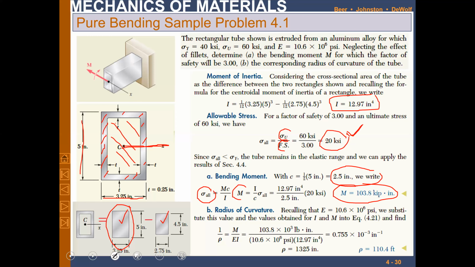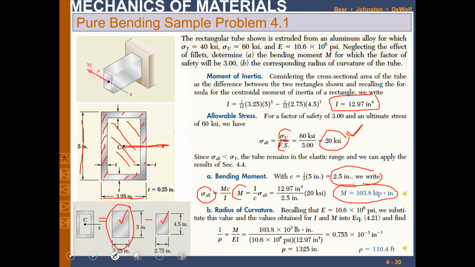So bending moment M, for which the factor of safety will be 3. If you want to keep a factor of safety of 3, this is the maximum allowable moment that we can apply on that particular shape to get these stresses, and these stress values, that is 20 ksi, right?